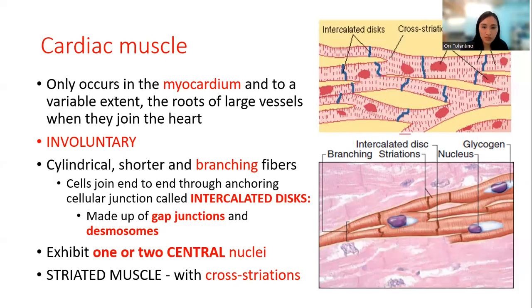They exhibit one or two central nuclei, which is different from the skeletal muscle, which has peripheral nuclei. It is also a striated muscle. You can see the stripes or the striations. I've already explained why they have striations.